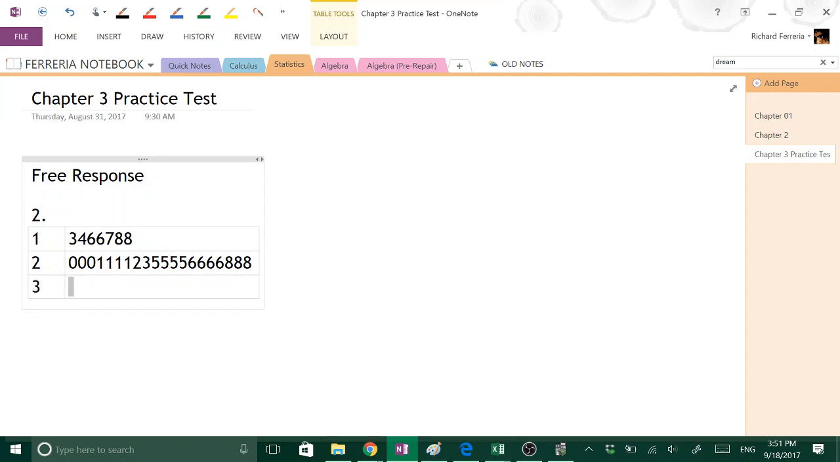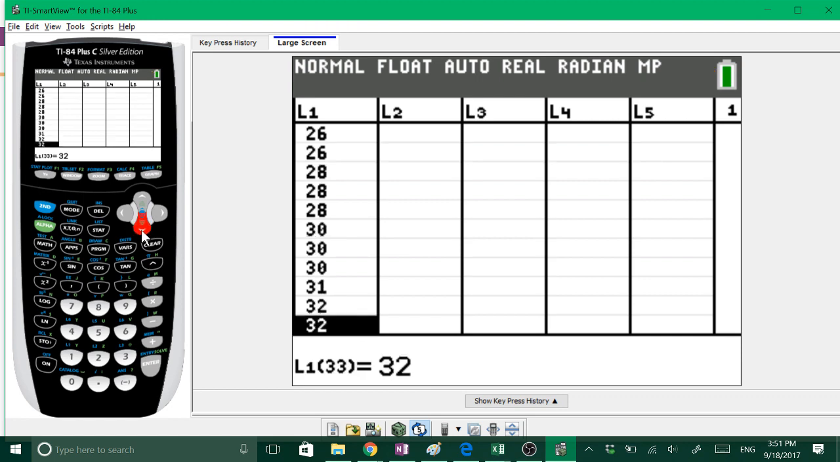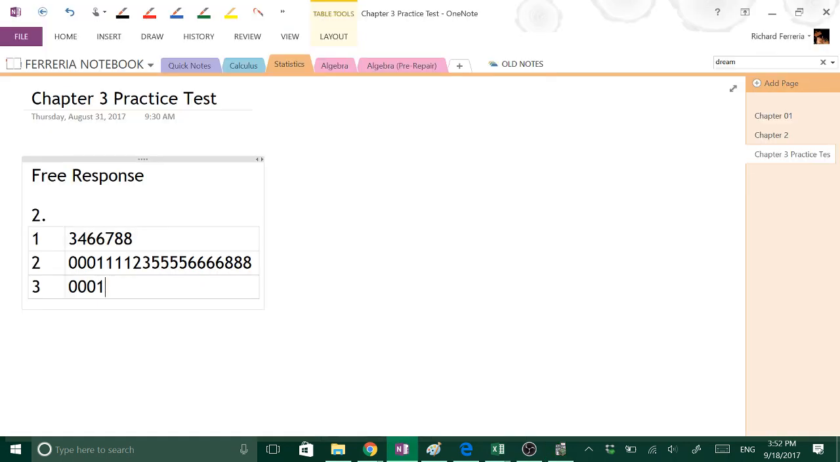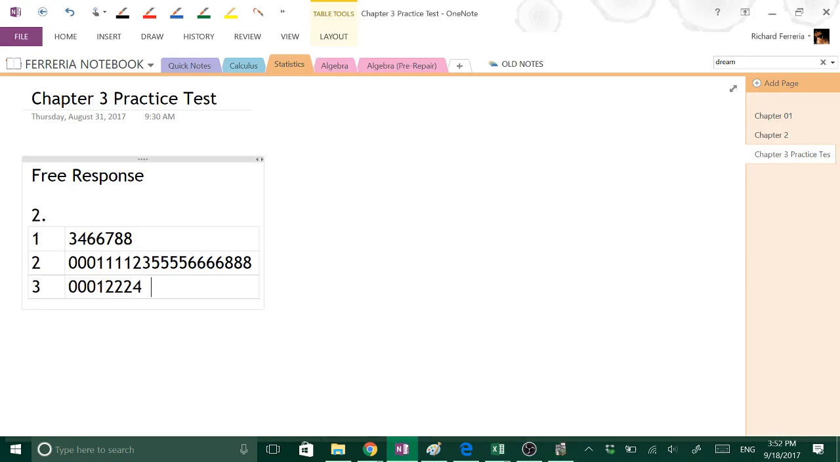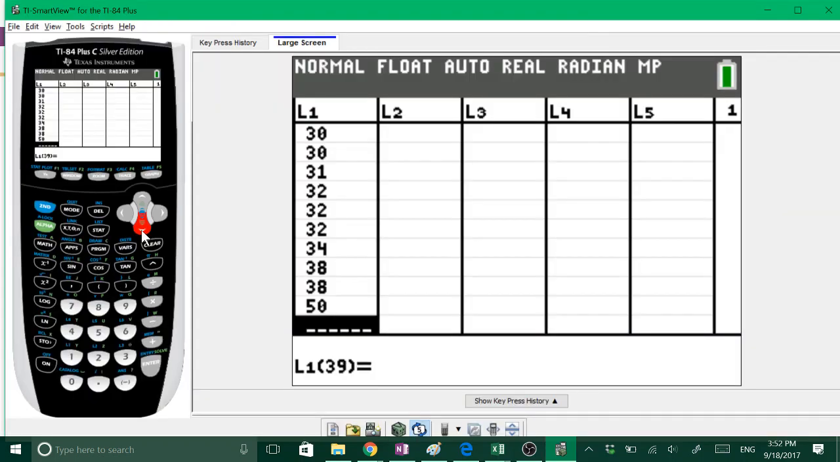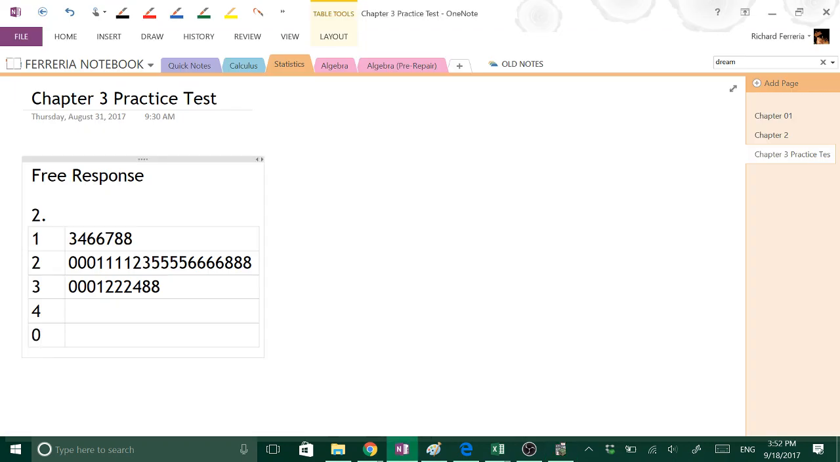Let's do the 30s stem. How many 30s? Looks like 3. We have 1 31 and 3 32s. We have a 34 and 2 38s. We don't have any 40s, but we're still obliged to put the 40 stem. And then we have 50. So that would be an example of what it looks like if you do not split the stems.